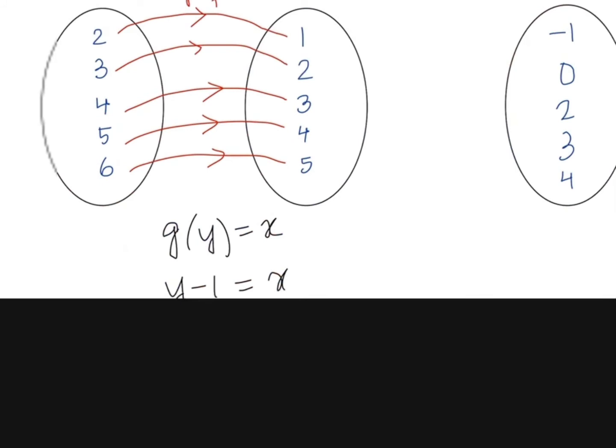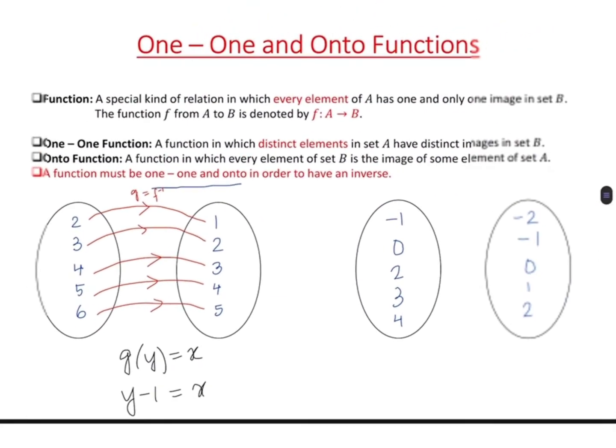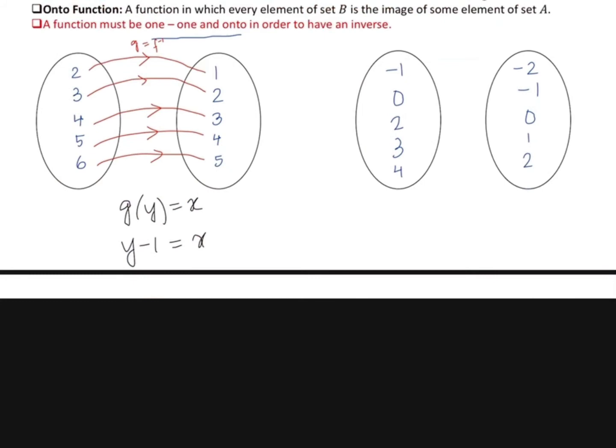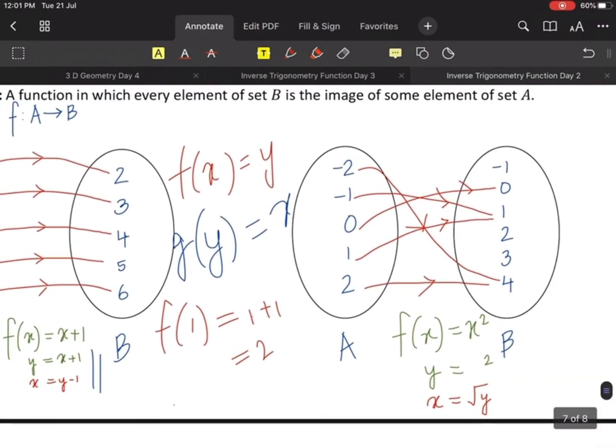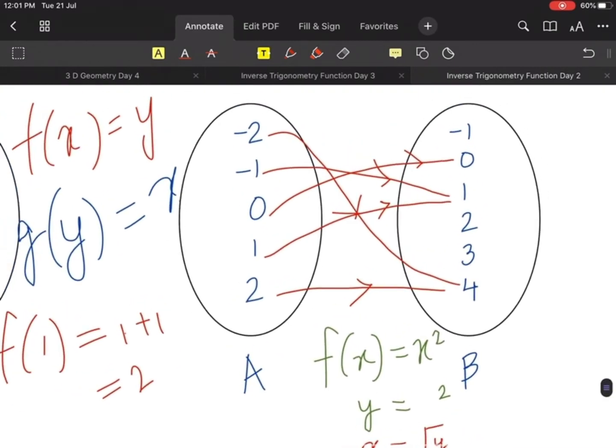Clear? So this is how we define an inverse function. Okay, now let's move on to the second function. The second function, sorry for the disturbance, has the domain -2, -1, 0, 1, 2, and the range is -1, 0, 1, 2, 3, 4. So when we try to find the inverse, we'll interchange the domain and range. That's what we discussed. Yes or no?